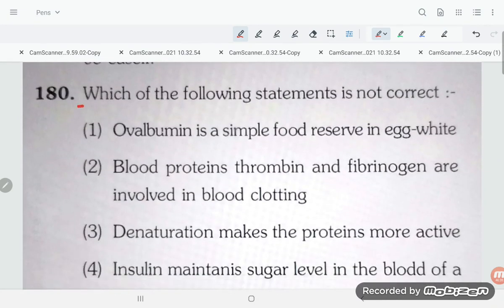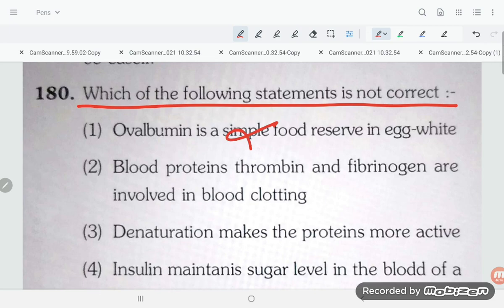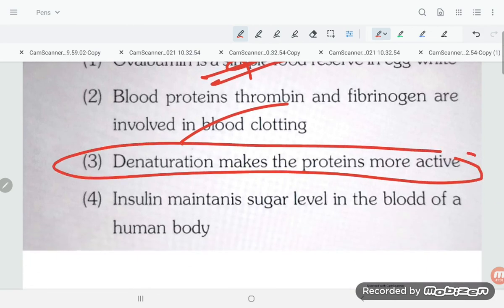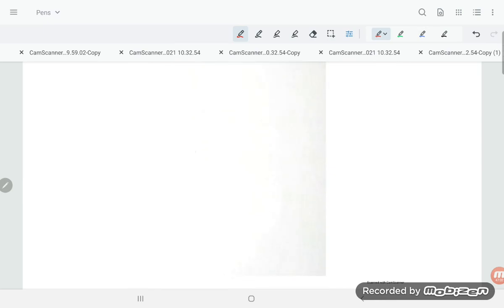Which of the following statements is not correct, student? They are asking which of the following statements is not correct. Ovalbumin is a simple food reserve in the egg white. Okay, that is correct, no, student? Correct one. Blood proteins thrombin and fibrinogen are involved in blood clotting, that is correct. Denaturation makes the protein more active, no, that is making it inactive, dear student.